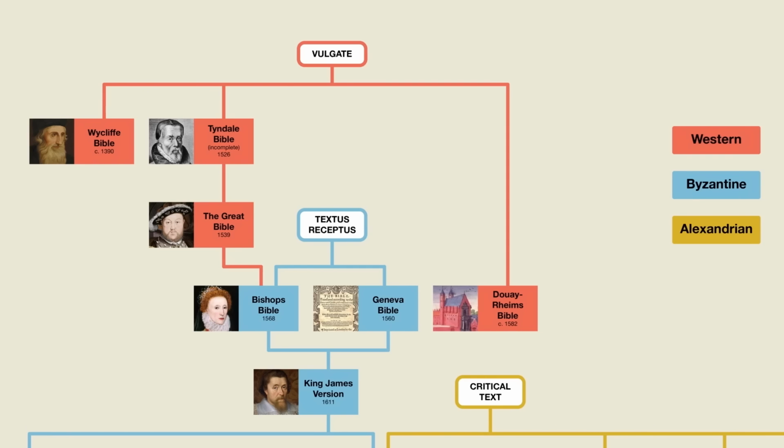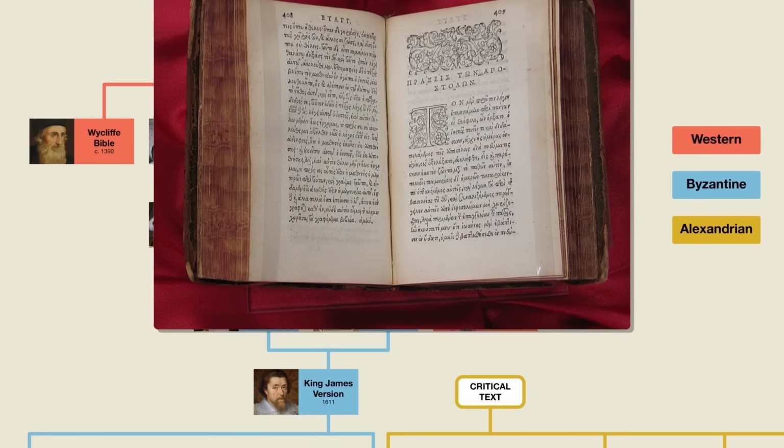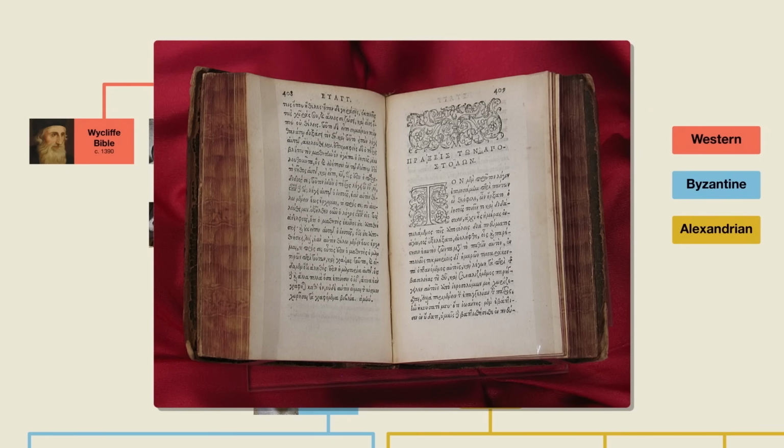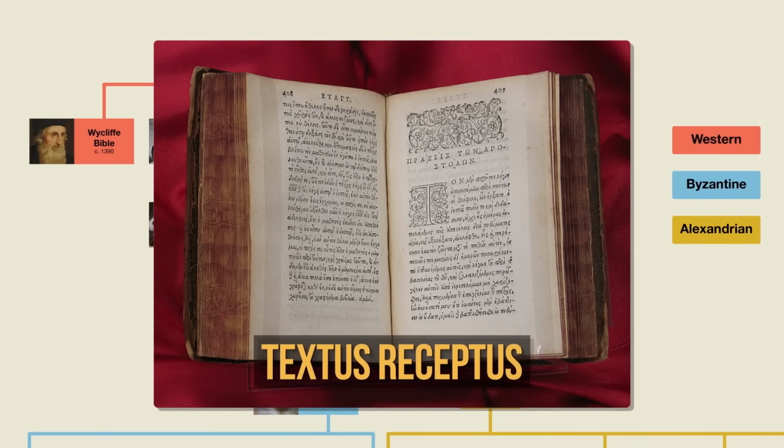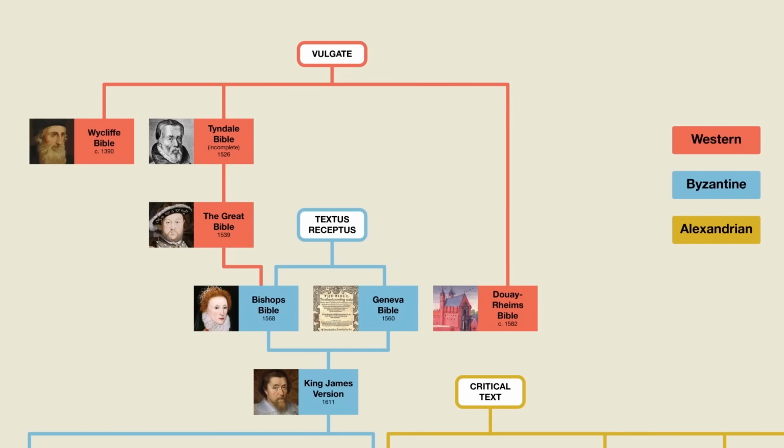Second, there are the Byzantine manuscripts, also known as the majority text. Most of these manuscripts were created by the Eastern Church when Constantinople was the capital of the Roman Empire. And in 1516, they were used to create a Greek version of the New Testament known as the Textus Receptus. The English translations that are based mainly on the Textus Receptus are colored in blue.